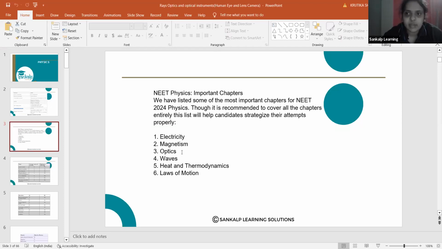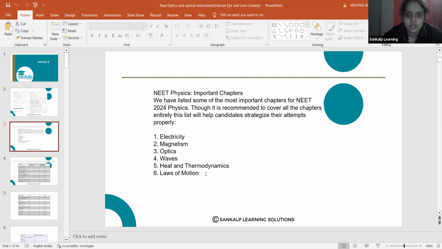Then optics, we have ray optics, then wave optics, then waves and oscillations, which is class 11th first year. Then heat and thermodynamics, where thermal properties of matter, thermodynamics, then kinetic theory of gases. All these lessons are covered here.